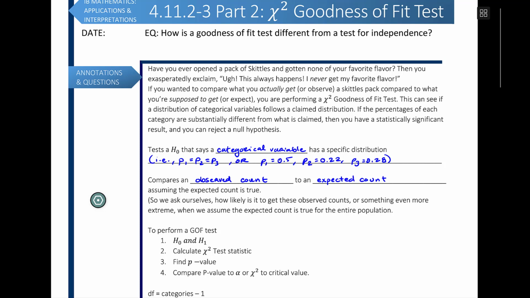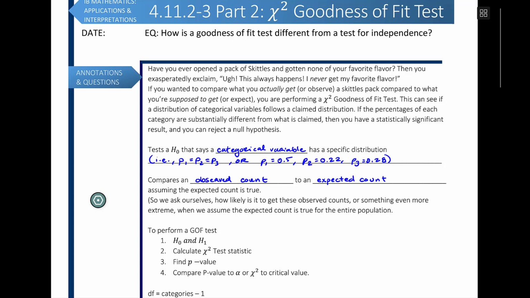Let's put it a little more explicitly in our mathematical language. A chi-square goodness of fit test tests a null hypothesis that says a categorical variable has a specific distribution, i.e. your first proportion is equal to the second proportion is equal to the third proportion. Basically, what that's saying is that all of your categories are equally likely to occur. So in the context of Skittles, you're just as likely to get strawberry as you are green apple, grape, lemon, or orange.